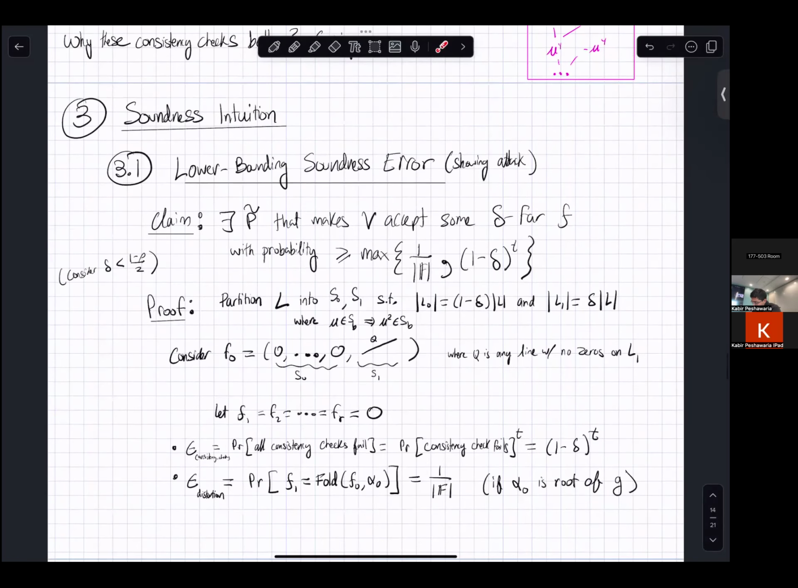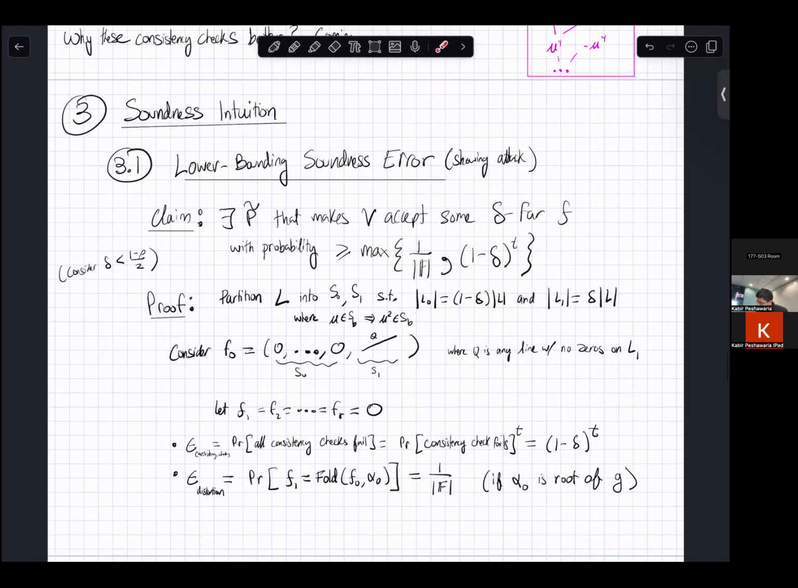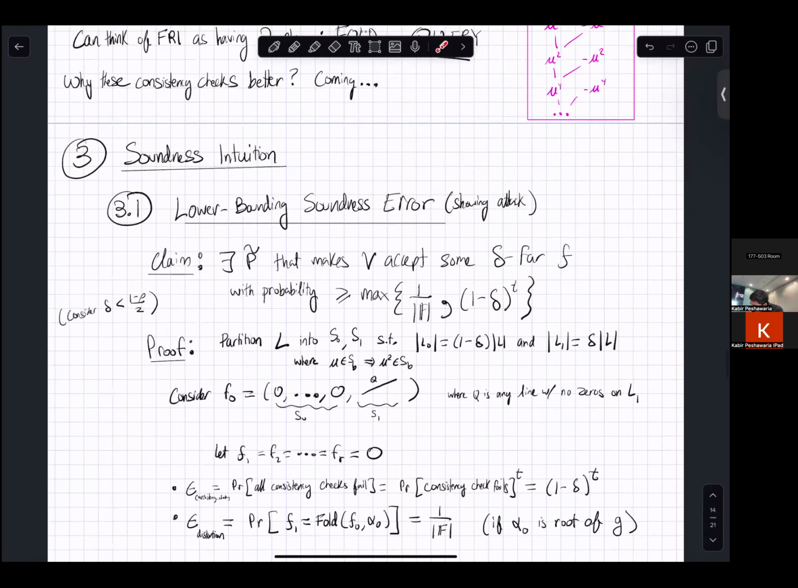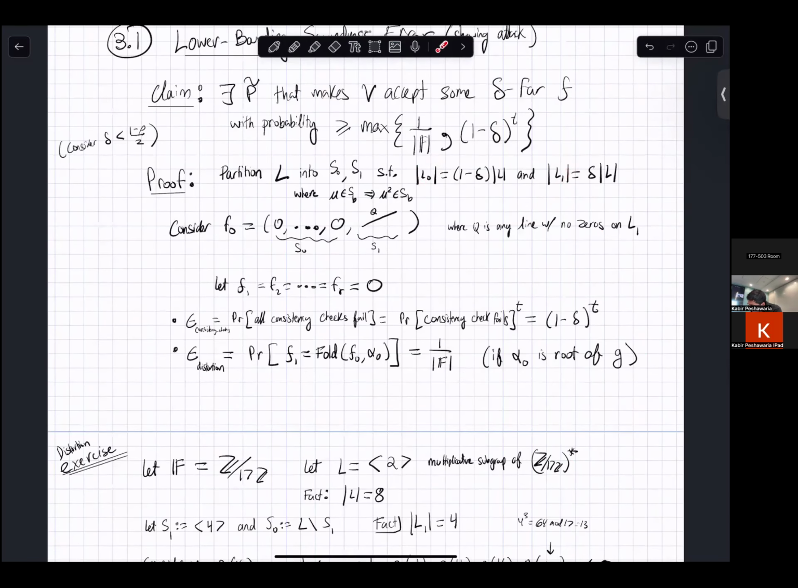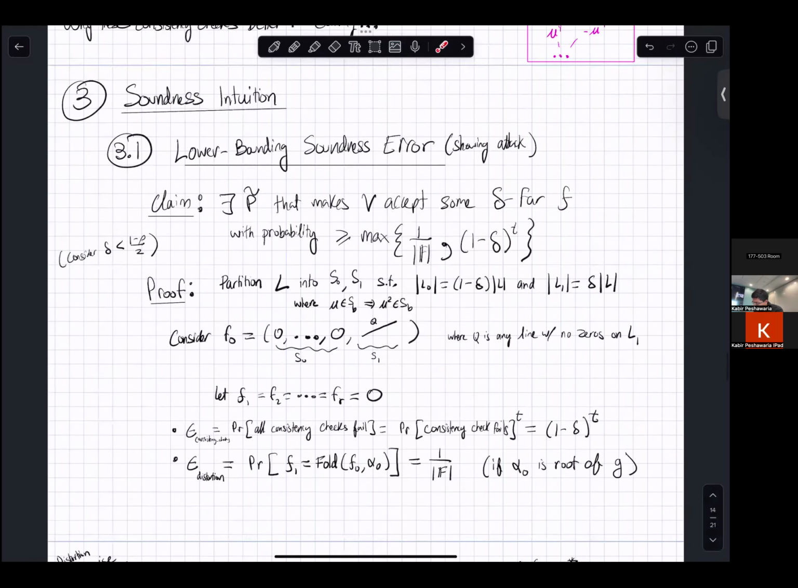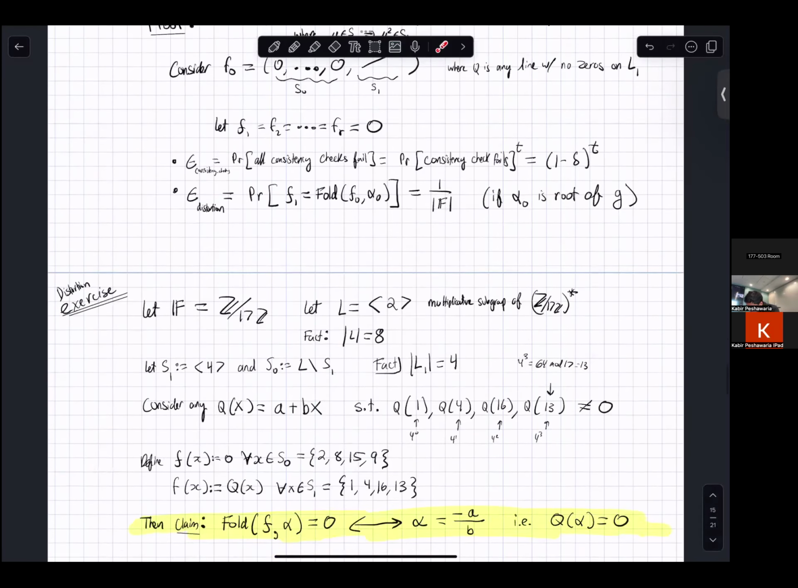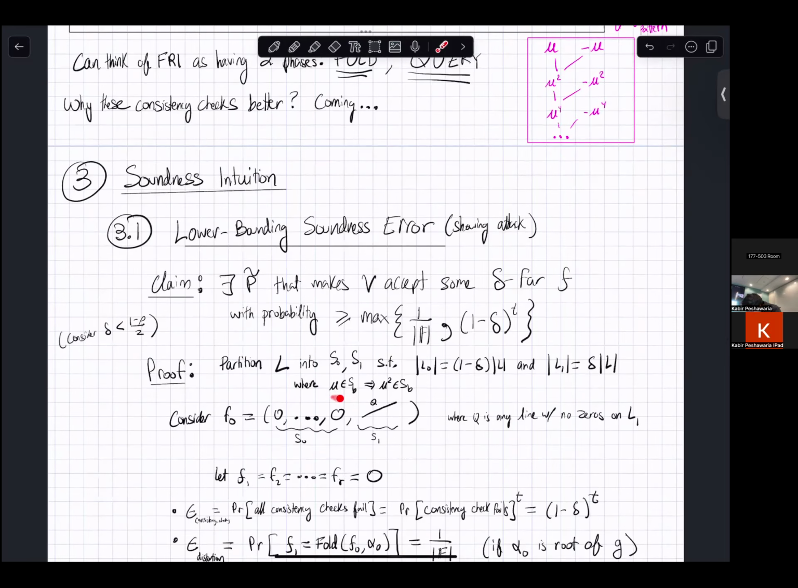Okay, so the way this works is that we will partition L into two sets, S0 and S1, such that the size of S0 is 1 minus delta times the size of L, and the size of S1 is delta times the size of L. Actually, what we'll want is inside of these sets for squares to be preserved. So if mu is in one of these sets, then mu squared should also be in that set. That's a very important condition.